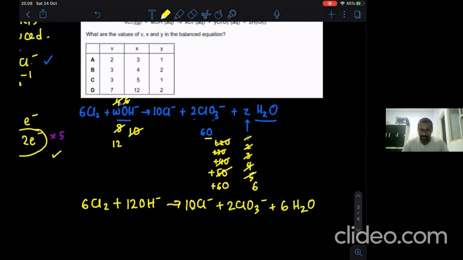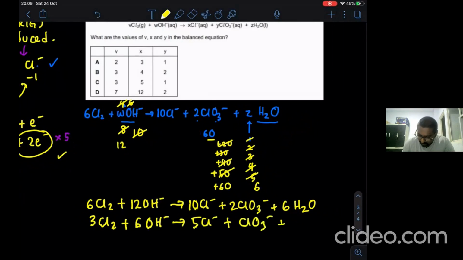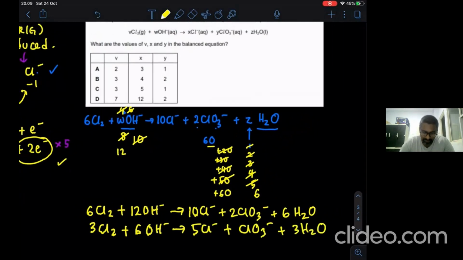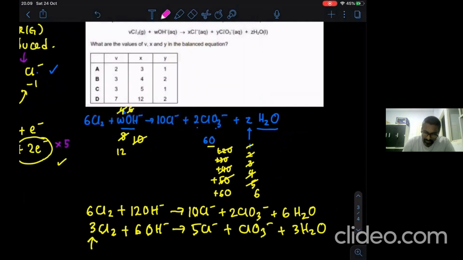So if I look over here, I can simplify this. Divide everything by 2. When I divide by 2, I will get 3Cl2 plus 6OH minus giving 5Cl minus plus ClO3 minus plus 3H2O. So they want the V, X, and Y. The V is 3, and then the X is going to be 5. So 3, 5. And what is going to be your Y? Y is going to be 1. So this is going to be C.